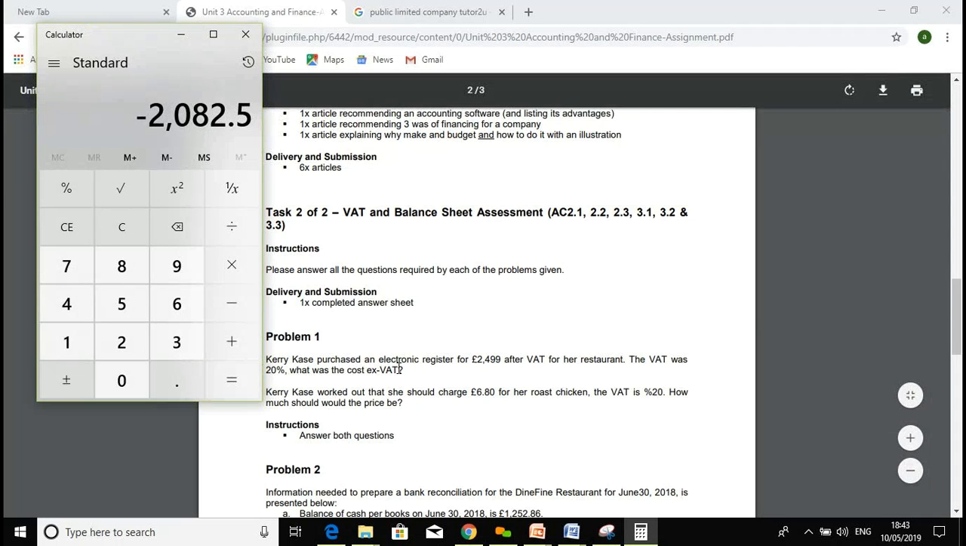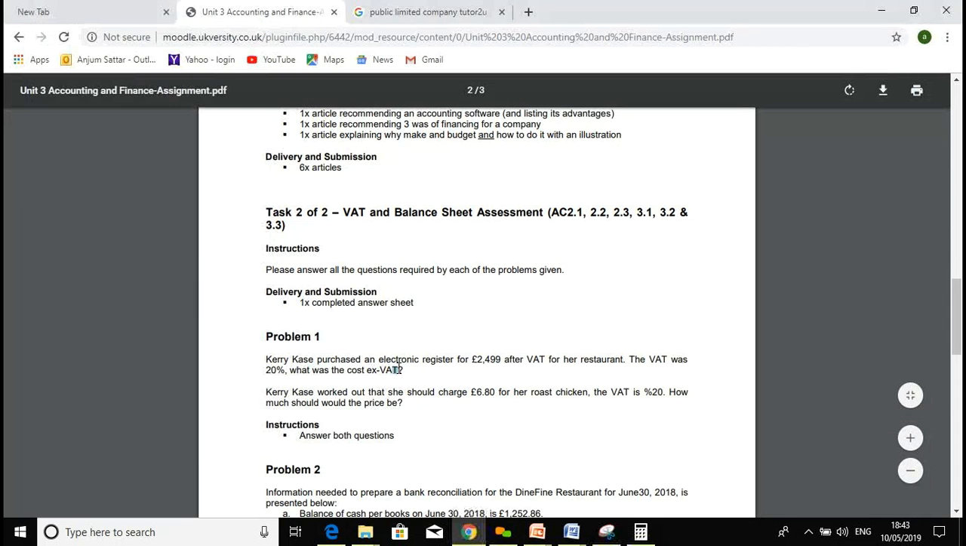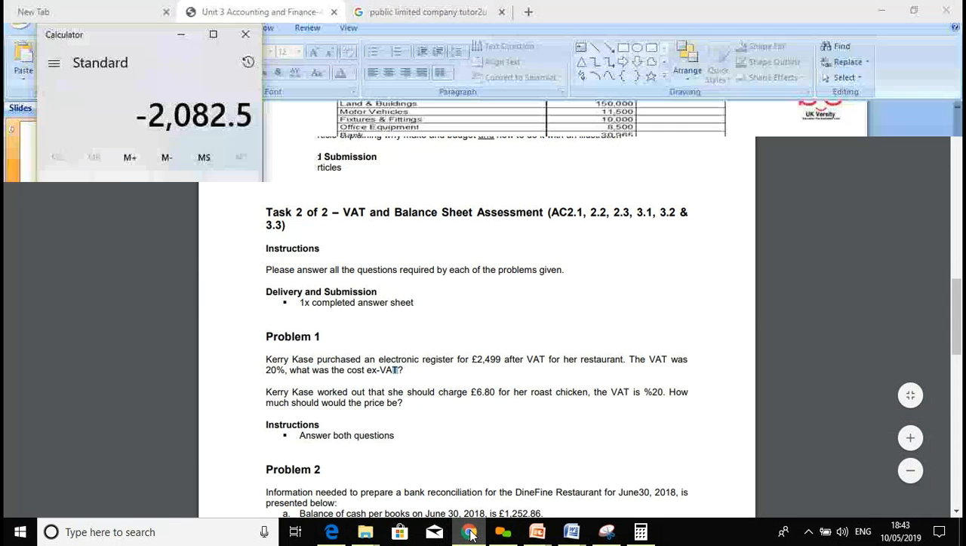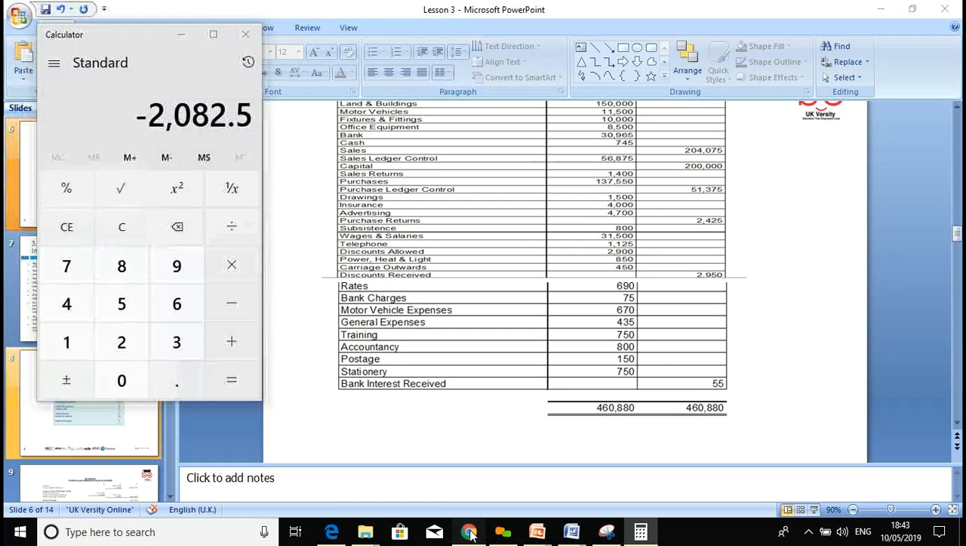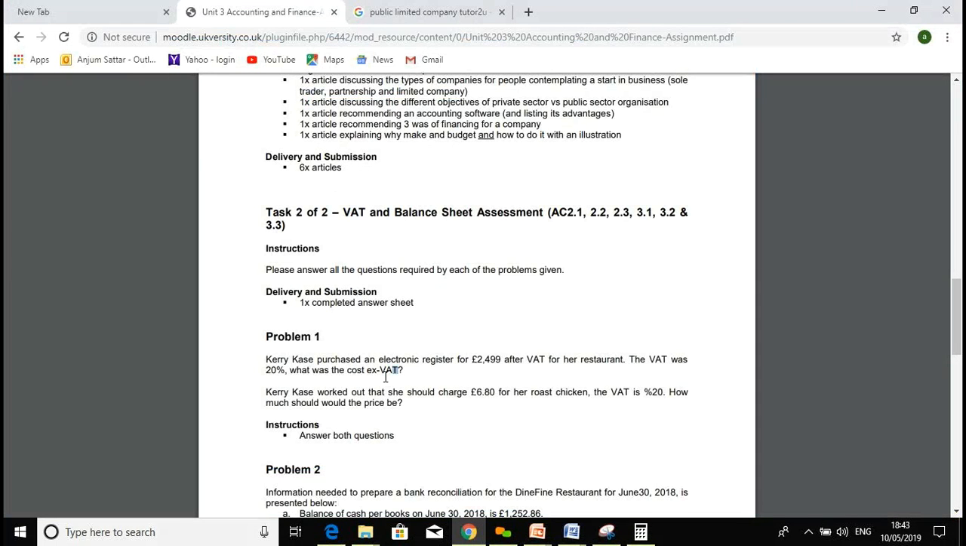So what is the cost excluding VAT, yes? That's what we need to write, and we need to show how we calculate, yeah? Working. You divide by 120 and times by 100, you will get the same figure, right? Because we need 100% and including VAT is 120%. Okay, next.